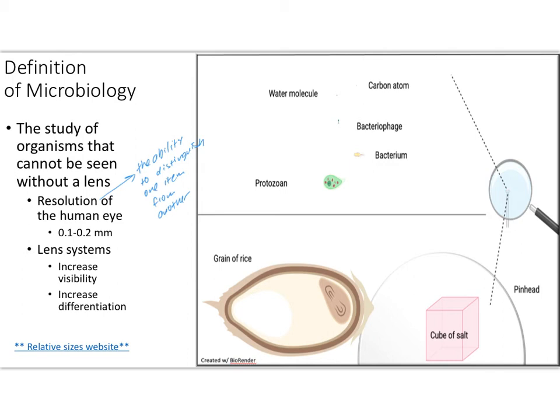But when we're talking about microbes, we're talking about things like bacteria or viruses or protozoa. We might be able to fit hundreds or thousands or millions on a pinhead, potentially billions on a pinhead, because they are just so small.